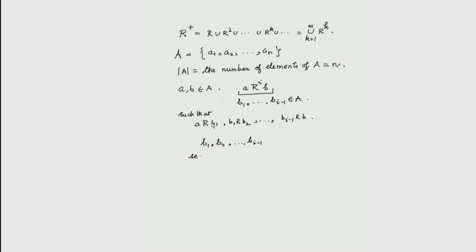Another thing to note is that I have not said that the Bi's are distinct; they may repeat. So, I essentially have a sequence of elements B1, B2 up to B i minus 1, where there may be repetitions, and we may call it the sequence of interior points. All right.